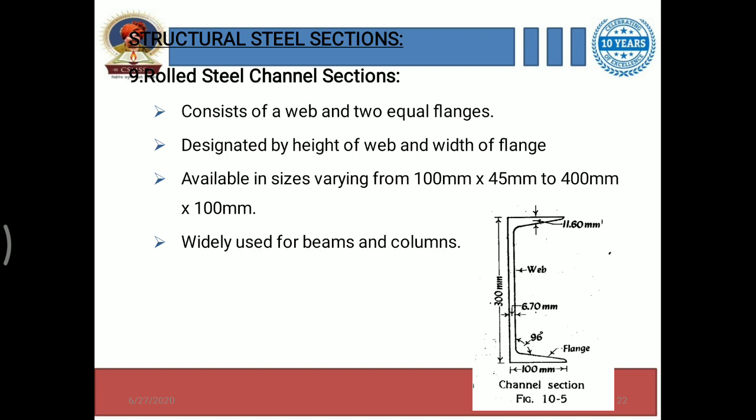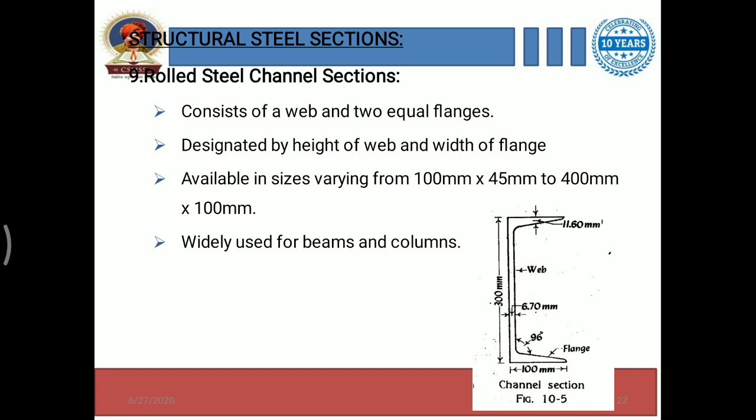Now in case of the channel, you can clearly see there are two flanges, the upper one and the lower one at the bottom. Flange having thickness of 11.6 mm. And another part is web, which is vertical, and its overall height is 300 mm, and thickness of the web is 6.7 mm. In case of flange its length is 100 mm and its thickness is 11.6 mm. These are the details about this channel section.